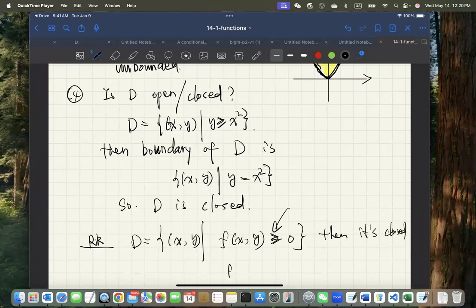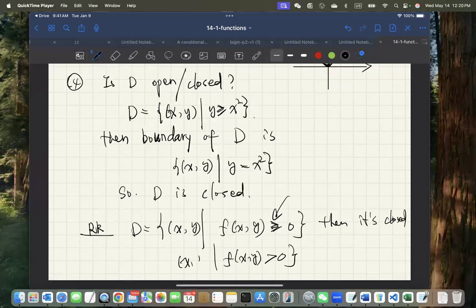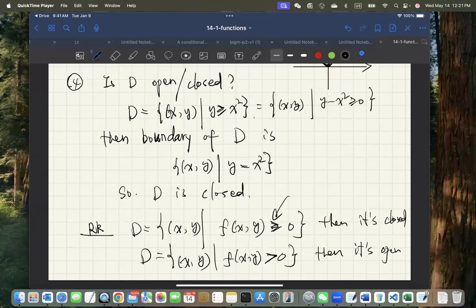On the other hand, if you have f(x, y) strictly greater than zero, of course, we need some condition like f being continuous, but we're not talking about those details. So if f(x, y) is strictly greater than zero, then it's open. That's the general rule. For example, here you can write this as y minus x squared greater than or equal to 0. Because this includes equality, that means it includes the boundary points.